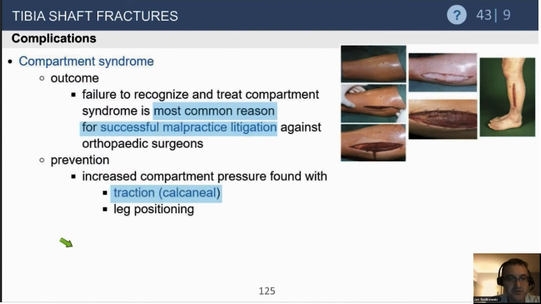Compartment syndrome, don't miss it. Once again, it's the most common reason for successful malpractice litigation. So the big thing is just don't miss it. Prevention: increased compartment pressure is found with traction and leg positioning at times as well. Always be on the lookout for it.